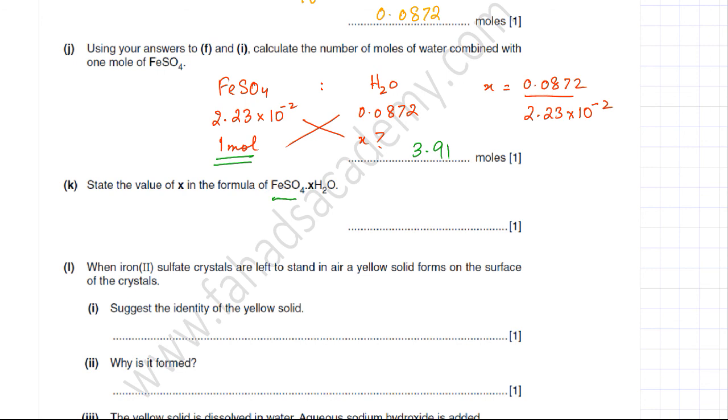Remember, in the very beginning of the question, he said that X is a whole number. So what we need to do is round off the moles to a whole number, and the closest one is going to be 4, which means that for every 1 mole of FeSO4, there would be 4 moles of water attached to it. So the formula would be FeSO4.4H2O. According to our calculation, it was 1 mole combined with 3.91 moles of water. But since rounding off this 3.91 to a whole number gives us 4.